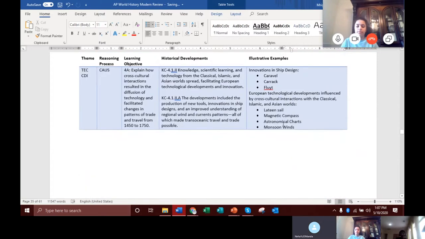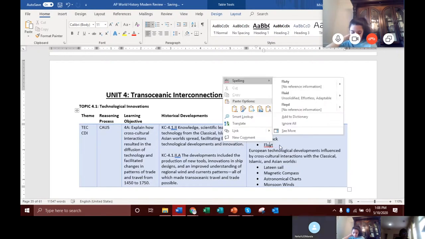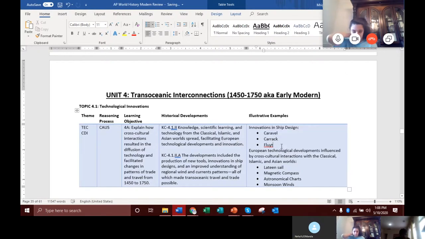Moving on to Unit 4, we are looking at technological innovation. Pretty much everything that allowed them to go and travel, right? So we're looking at technology from the classical Islamic and Asian worlds, and then new tools, ship designs, new understanding of wind patterns. So obviously we're looking at the carrack, the caravel, and the flute. I don't know how to spell that. I think it's right. Okay, good.